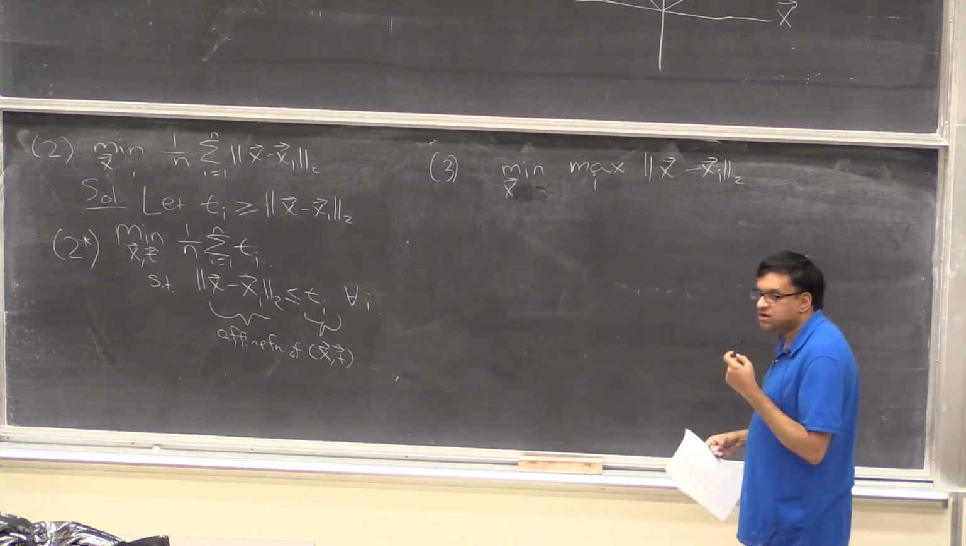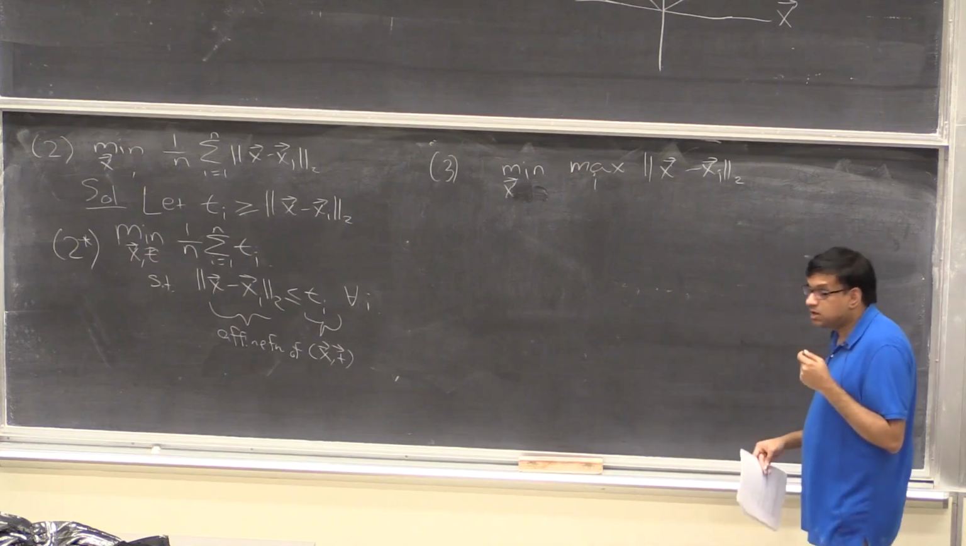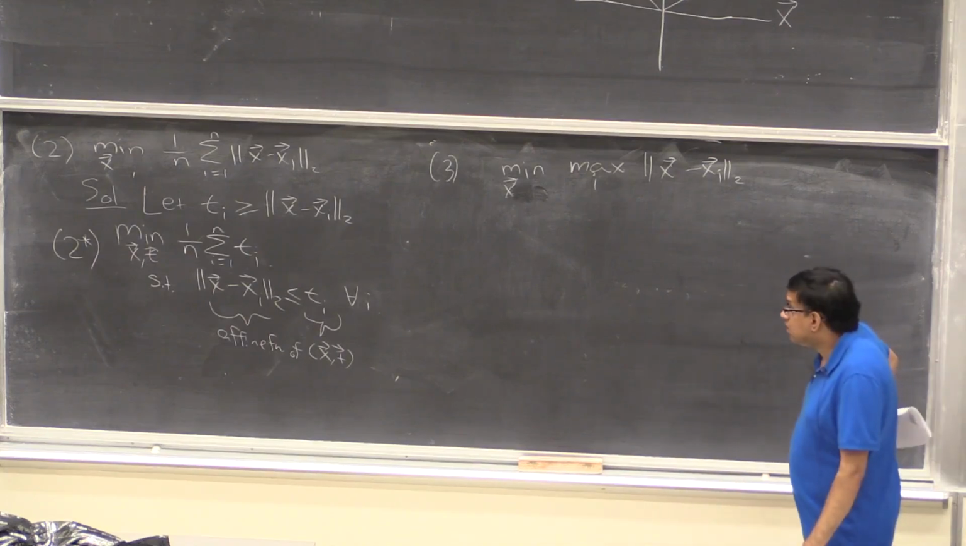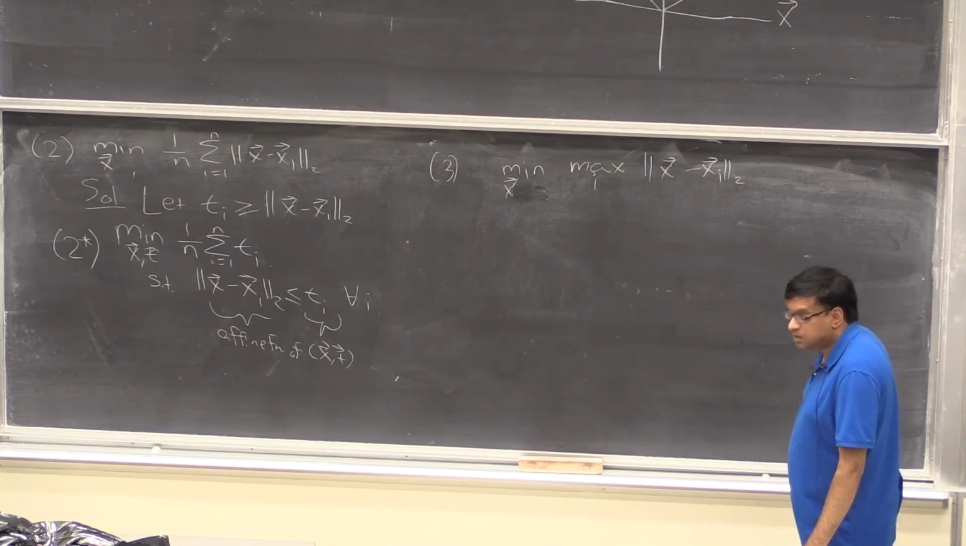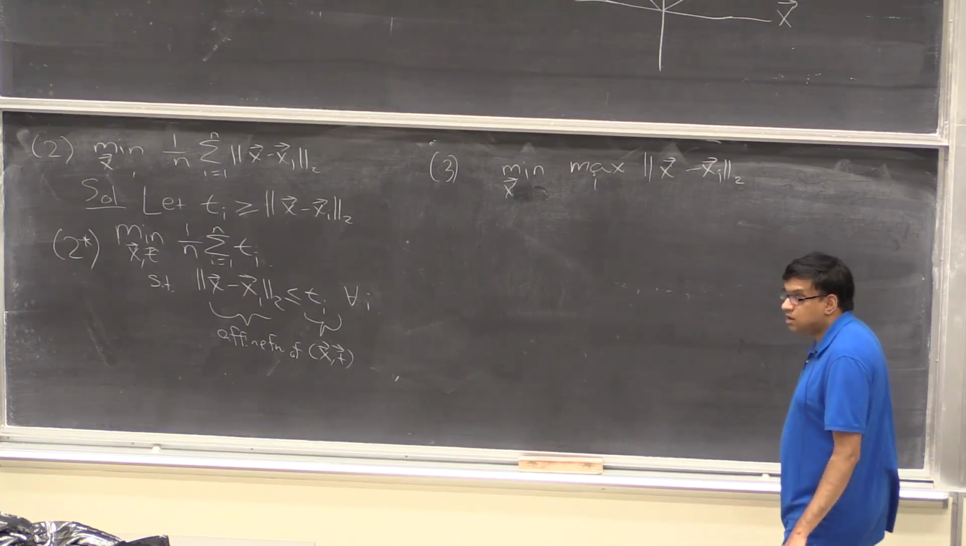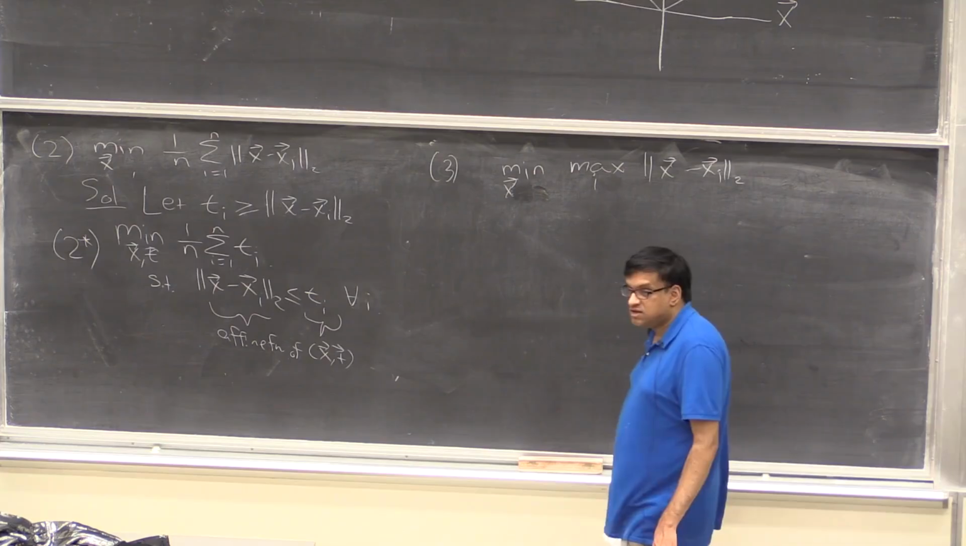Sorry, just to reiterate, for 2 star, when we introduce a slack variable, is it to show that 2 can be written as an SOCP? Yes, exactly, yes.